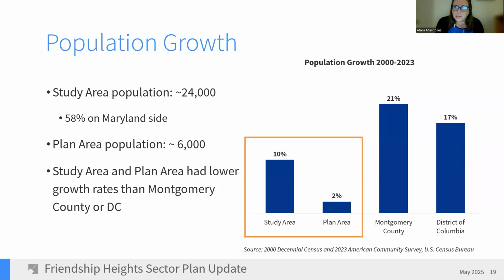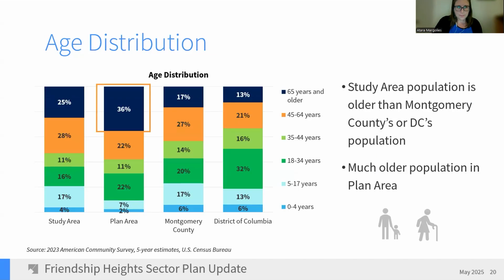Looking at the population growth, and you can see in the chart on the right, the study area population grew by 10% since 2000, which is a slower growth rate than Montgomery County and DC. And the plan area growth was even lower, only a 2% growth over the past 25 years in terms of population in the plan area.